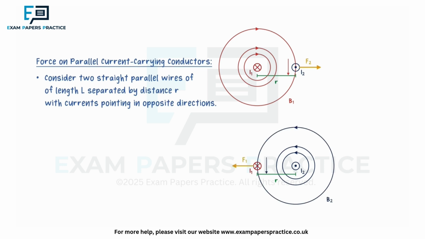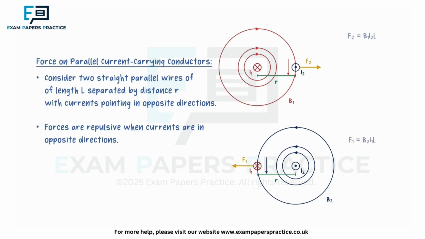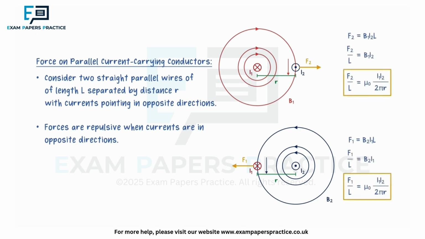So the resulting forces act away from each other and push the wires apart when the currents are in opposite directions. Only the direction has changed, so the magnitude of each force and the force per unit length remain the same using the same analysis as before.